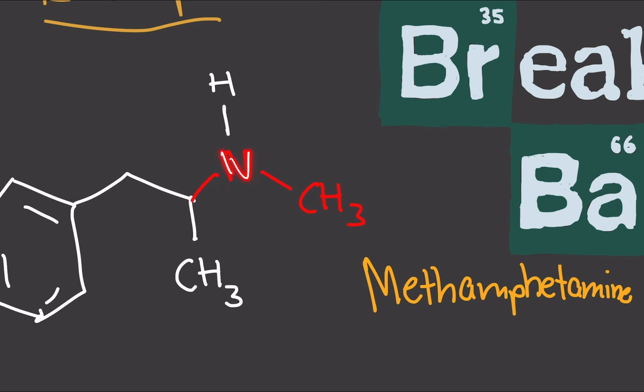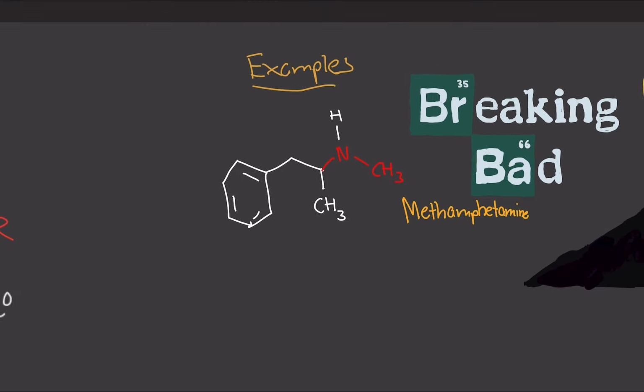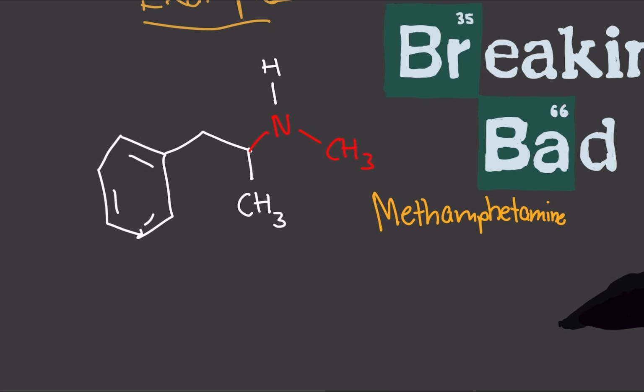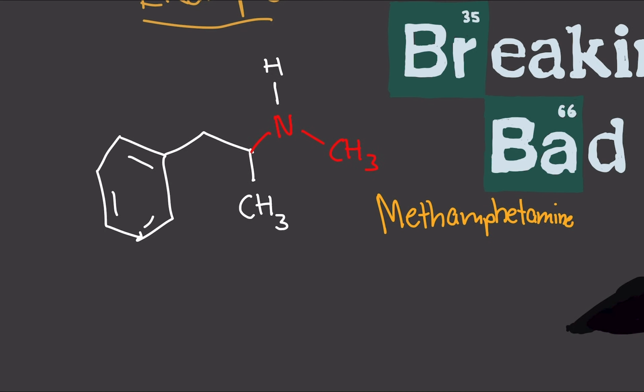So let's look at what amine we have here. First we have the nitrogen. We have one R group and two R groups and one hydrogen. So let's look over here. We have one R group, two R groups, and one hydrogen. This is a secondary amine in meth.